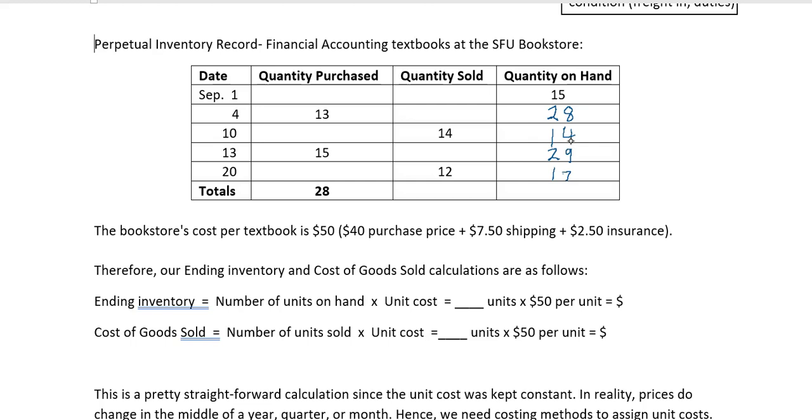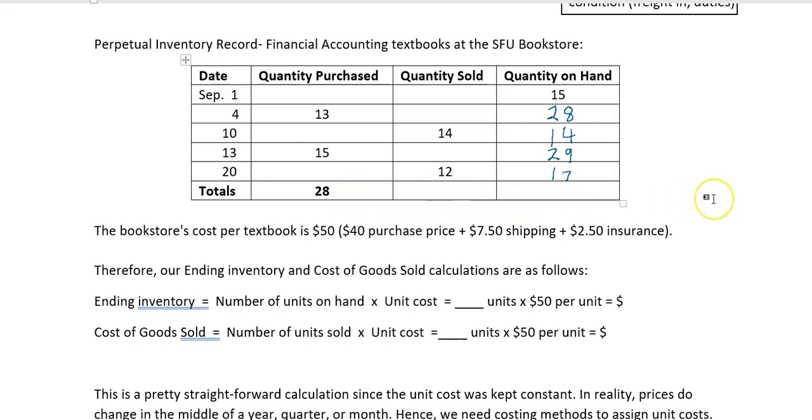And the very last row is the totals row, where we add up the numbers for the month. So, for example, if we look over here, this is giving us the total number of textbooks we purchased during the month. We purchased 13 on September 4th, 15 on September 13th. Therefore, we have a total number of 28 books purchased during the month of September.